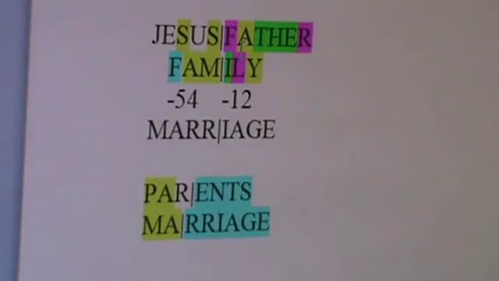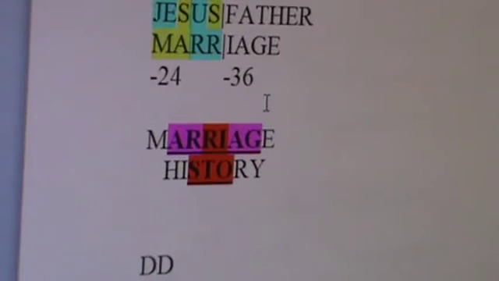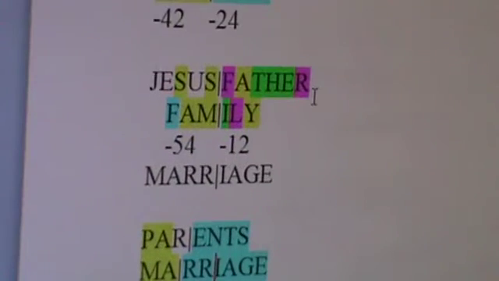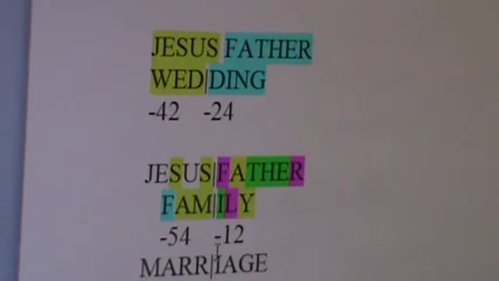Okay. So in this video, we've solved history, marriage, parents, family, and every wedding in history of the universe for Jesus and Father, while the entire Trinity is pointed to with all the offsets of 3s and 6s. There you go. Pretty epic stuff.